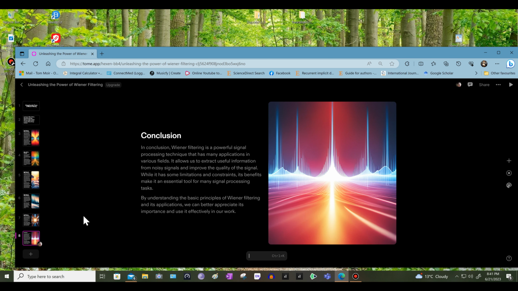And then the ubiquitous conclusion, of course, it's actually put in "Conclusion". I always tell people not to do that. If you've got a conclusion, we know it's a conclusion, so don't put in "Conclusion". But nevertheless, in conclusion, Wiener filtering is a powerful signal processing technique, and so on and so forth. And another cool picture, it looks like you've reached the 7th dimension or something. Really amazing, but again, what's it got to do with Wiener filtering?